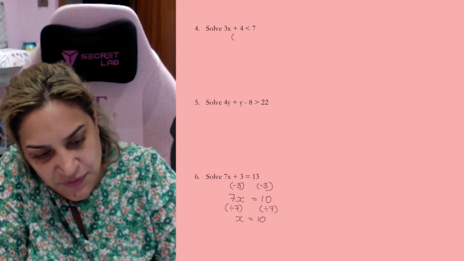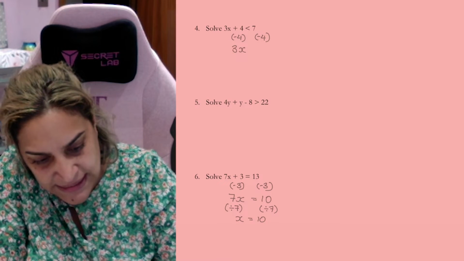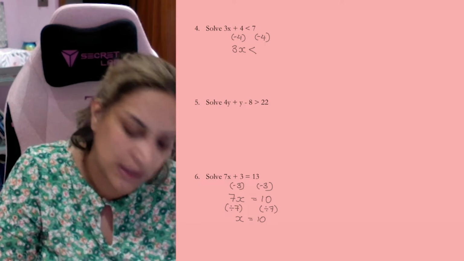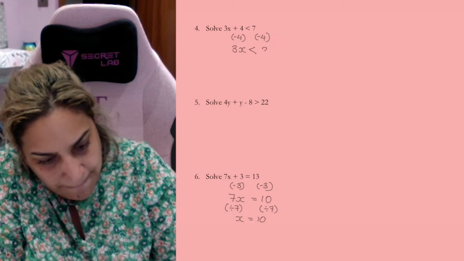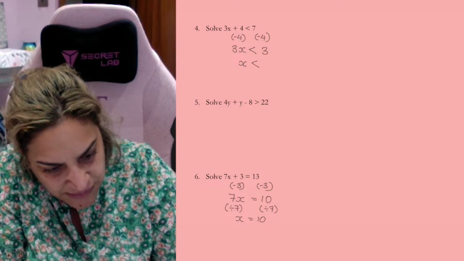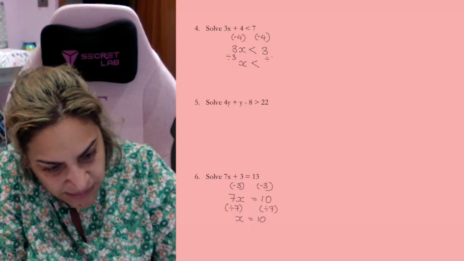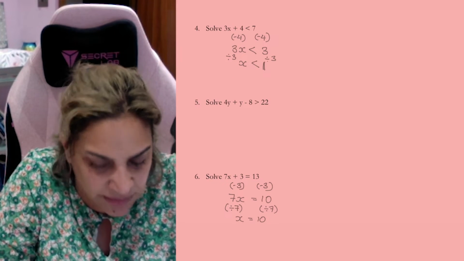So we're going to minus 4 from both sides. We get 3x is less than 7 minus 4, which is 3, and then you're going to divide by 3 on both sides, and you get x is less than 1. Right, so the next one.